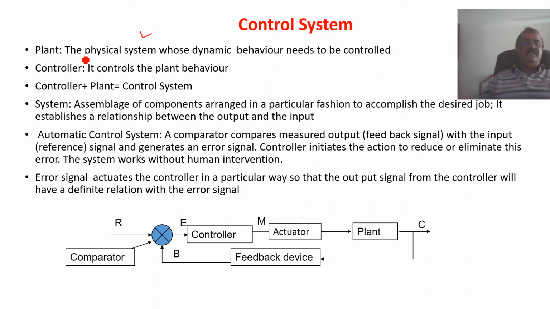Plant: the physical system whose dynamic behavior needs to be controlled is the plant. In ABS, the car is the plant. In ASP, the car is the plant. In a water heating system, the furnace is the plant. In a speed control system, the engine is the plant. Like this, a plant is a physical system whose dynamic behavior needs to be controlled. Dynamic behavior is a very important thing, because a control system deals with dynamic systems.